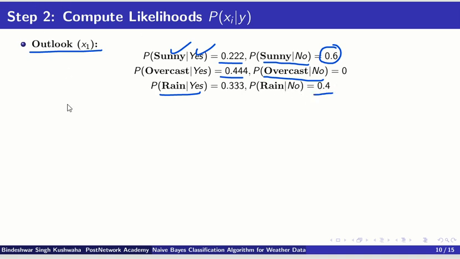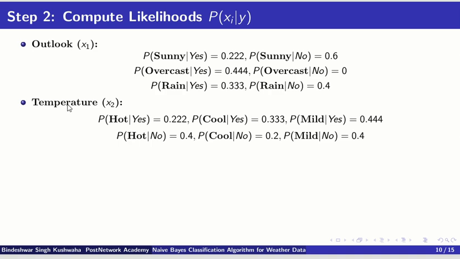The same way we will calculate for temperature. For hot given yes 0.22, for cool given yes 0.333, for mild given yes 0.444. The same way, hot given no, cool given no 0.2, mild given no 0.4.